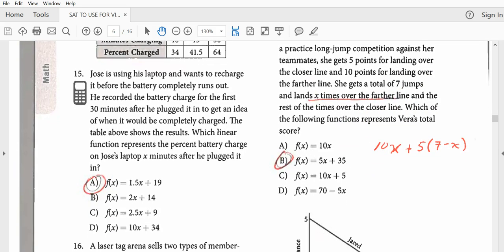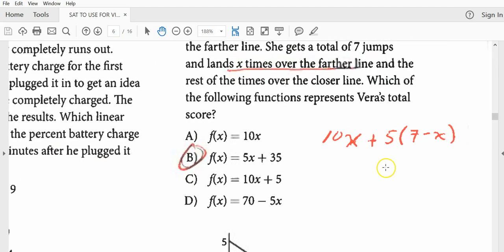As we're working through our equation here again, the key idea is x is the times over the farther line, and that 7 minus x is how many times she didn't get to that line. So it's 10 for the far line, 5 for the short line. So when we think about what our answers are going to look like here. Alright, so it's looking at our answers here.